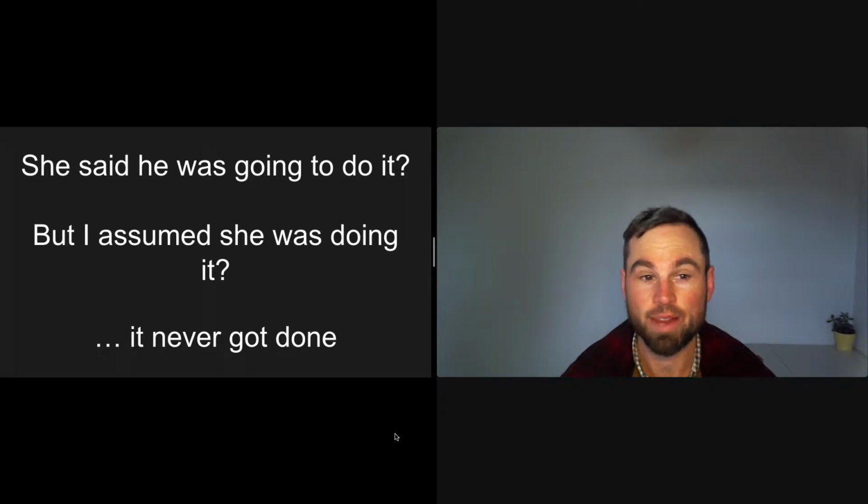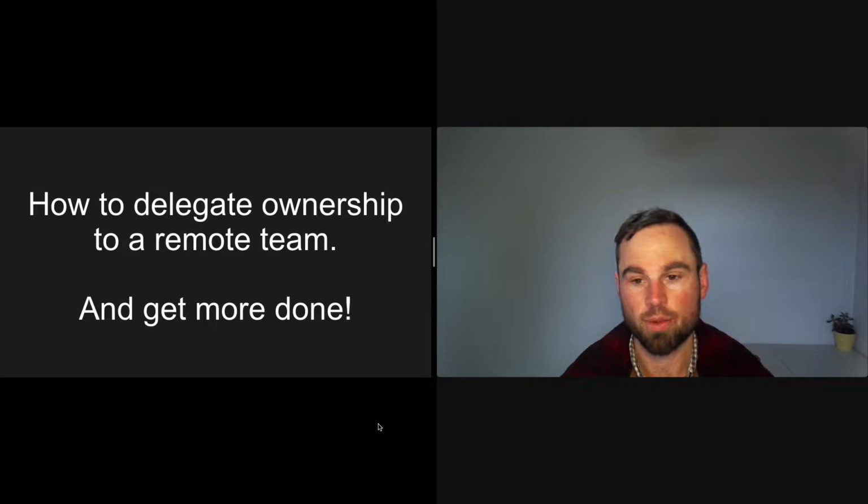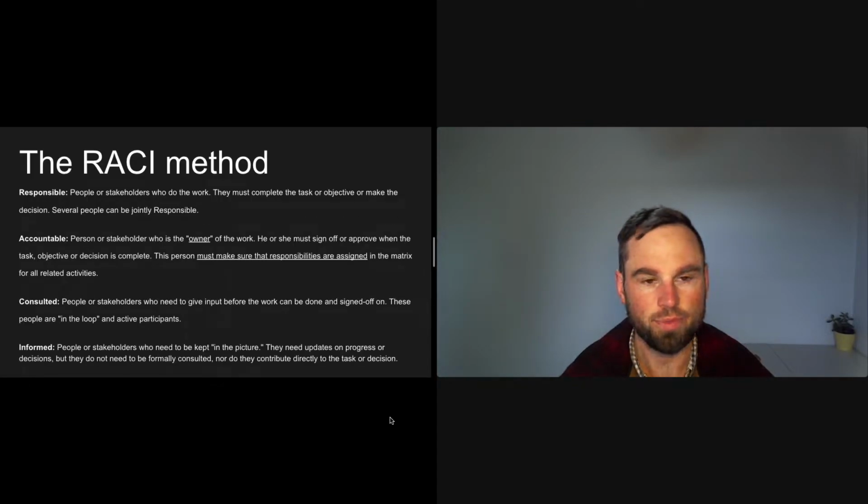She said he was going to do it, but I assumed she was doing it. It never got done. Here's an all too common scenario with online work and remote teams: not knowing each other's accountability, and teammates watching and waiting for one another to do it. So in this video, we're going to talk about how to delegate ownership to a remote team and get more done. The method we're going to look at today is RACI.